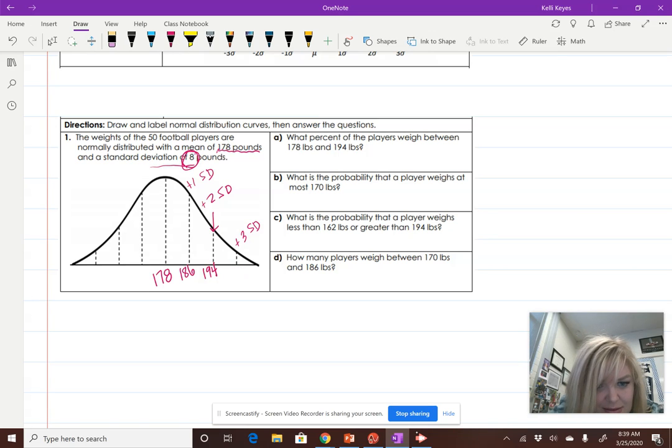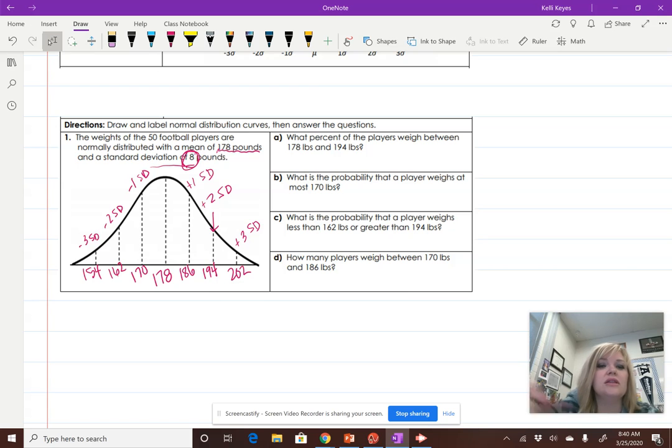202 pounds. Okay, and then the same thing here. So right here is going to be minus 1 SD, minus 2 SDs, minus 3 SDs, okay? So minus 1 SD would be 170, right? 178 minus 8. Then we go 170 minus 8, 162. Subtract 8 again, I get 154.